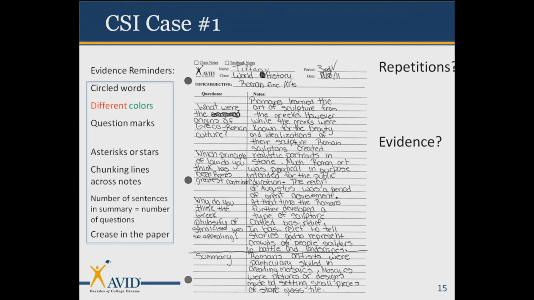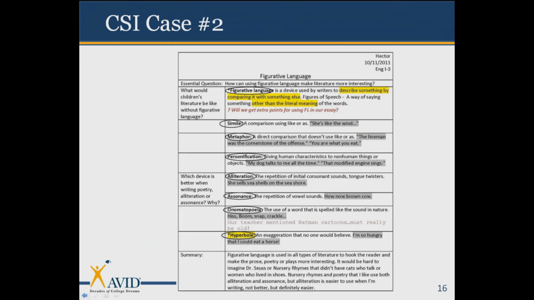But when we dig a little closer, looking for evidence of repetition, I don't really see it here. It looks like Tiffany probably wrote her questions in class the same day. It looks like she probably wrote her summary in that same pen that same day, which means that she didn't get any repetitions of this information, which means she's probably not going to do very well on this Roman fine arts test.